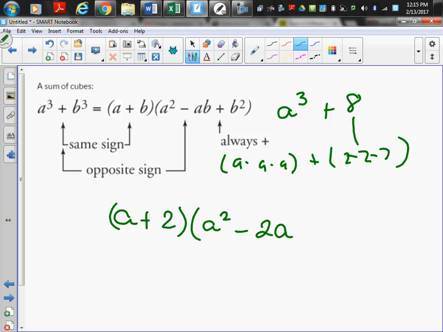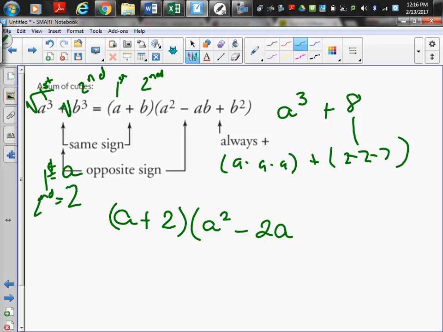Where do you get 2A from? Because this tells me we're going to call this first and second. So this is first plus second. So my first is A, and my second is 2. So when you take the cube root of this, your first is A, and your second is 2.